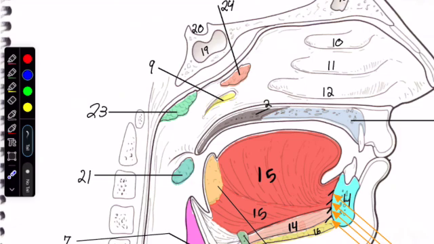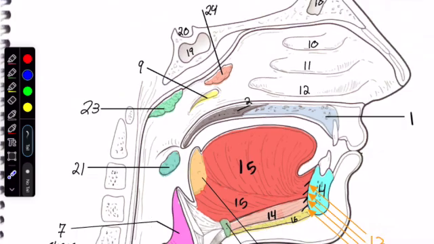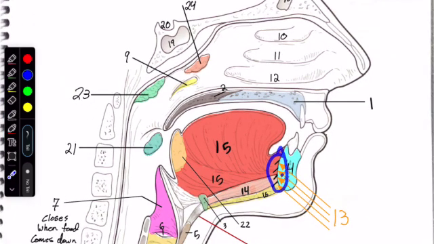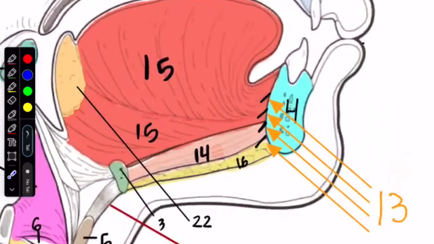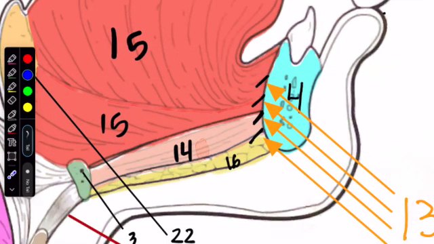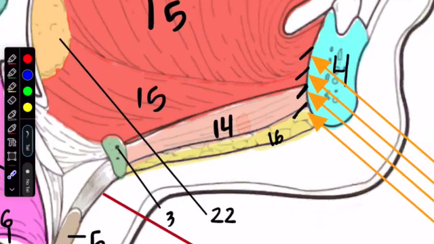Number 10, again, superior nasal concha. 11, middle. 12, inferior nasal concha. 13, we already covered. It's those mental spines. 14, that's the geniohyoid muscle. So 14 is this one right here.